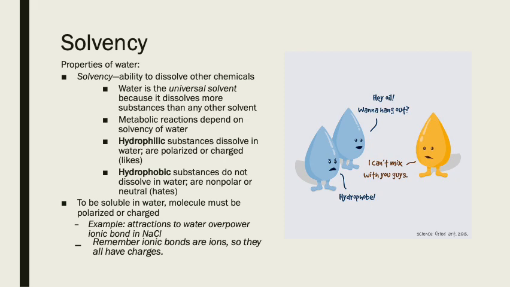And an example of this would be salt, sodium chloride. Sodium chloride is an ionic bond between sodium and chlorine because it's a metal and a nonmetal. It's an ionic compound that easily breaks apart in water because it is charged and it can dissolve. So if it's polarized or charged ionically, it will dissolve in water. And again, water dissolves more things than any other liquid or solvent on our planet.